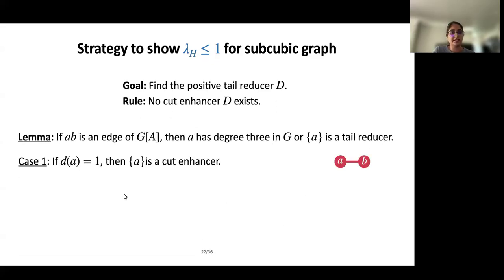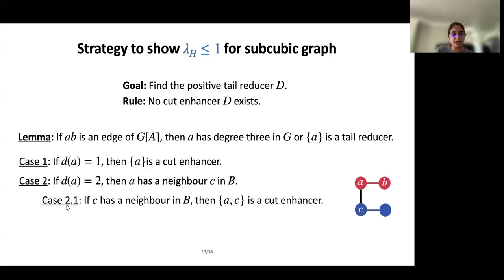So let's start with the first case: what if my degree is equal to 1? Then I have an edge, both of them lie in my set A. If I simply move A from the red set to the different set over here, this edge AB becomes a cut edge, and that increases the number of edges in my cut. So A itself is a cut enhancer, so it breaks the rule. So case 1 cannot happen.